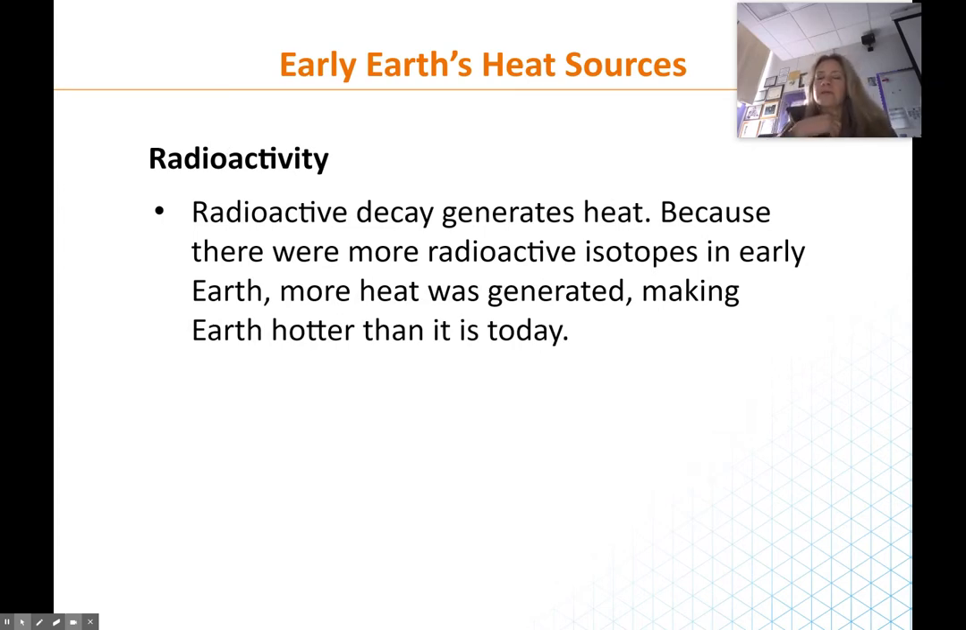Radioactivity. So remember we said radioactivity generates heat. Uranium breaking down or things like that that are radioactive, they create heat as they break down into more stable isotopes. And there's heat generated today by things like that. And we actually use uranium's heat to produce energy in nuclear reactors.